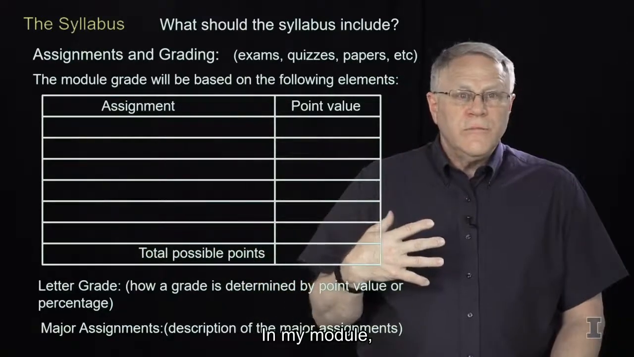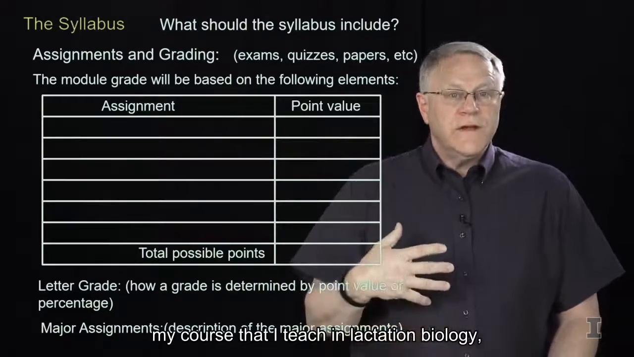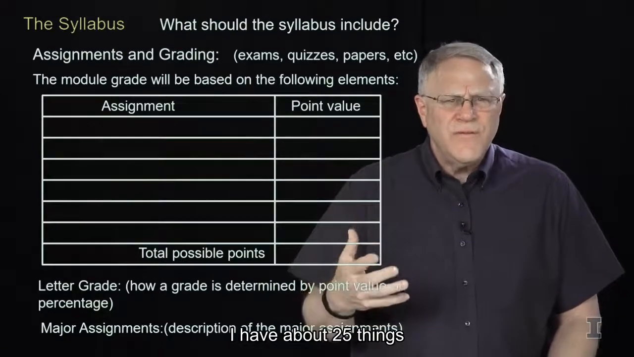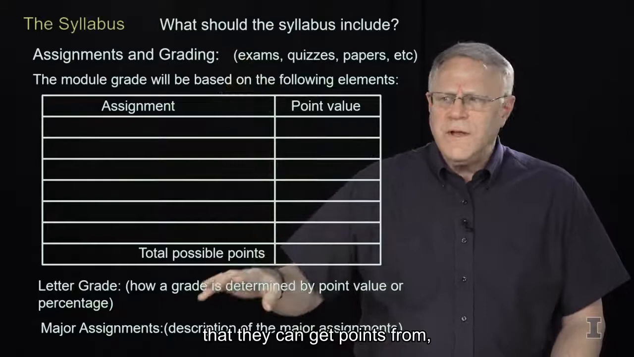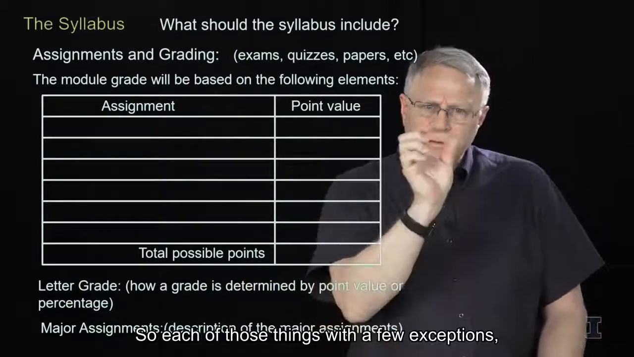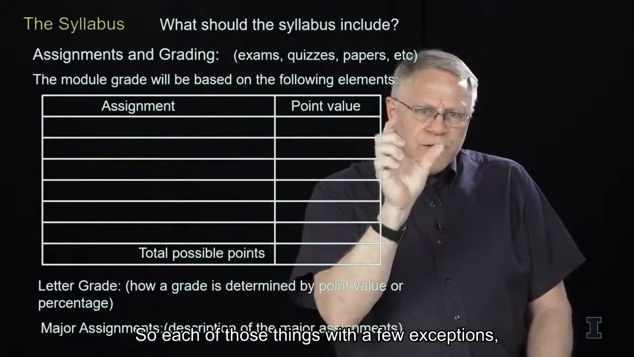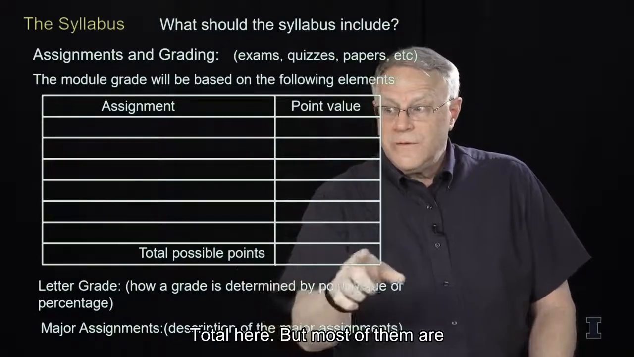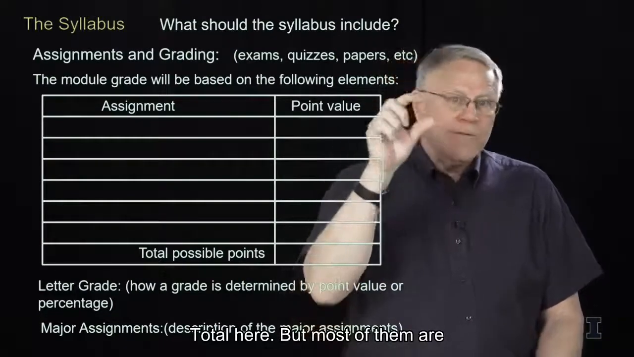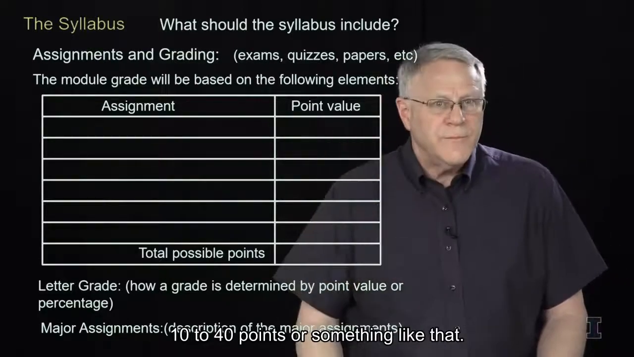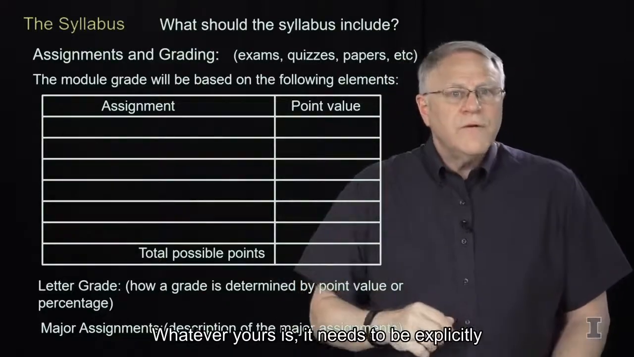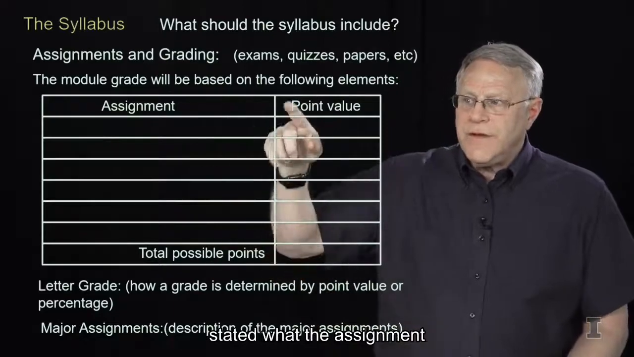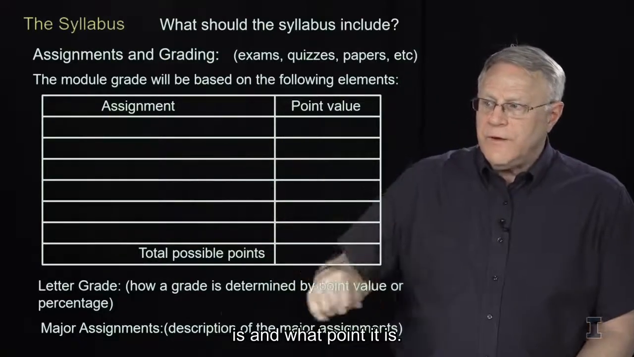In my course that I teach in lactation biology, I have about 25 things that they can get points from, totaling up to 1,000. So each of those things, with a few exceptions, there's a few projects that are worth 10% of the total here, but most of them are 10 to 40 points or something like that. Whatever yours is, it needs to be explicitly stated what the assignment is and what the point value is.